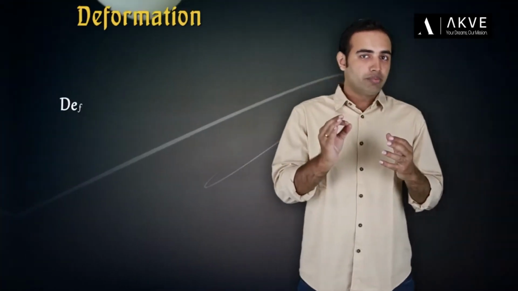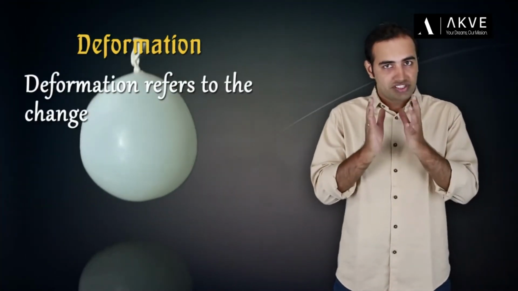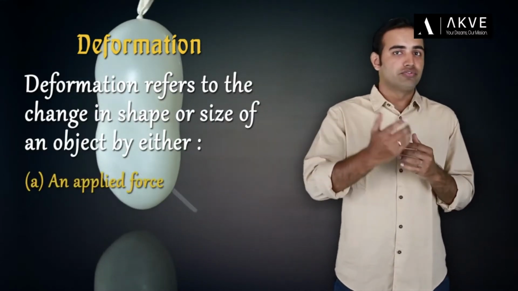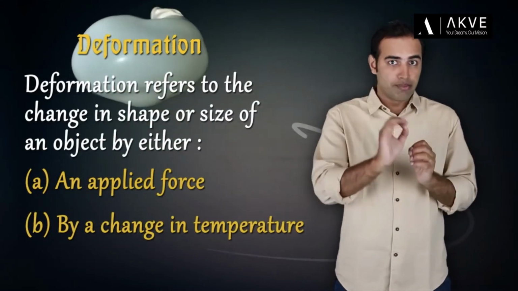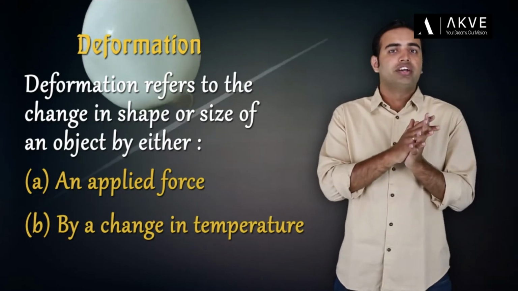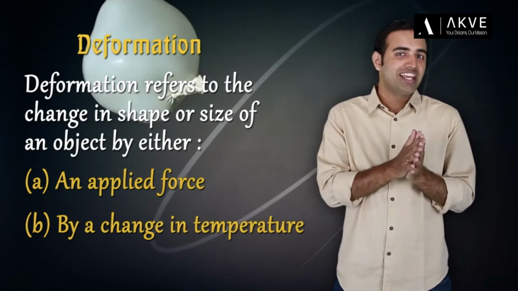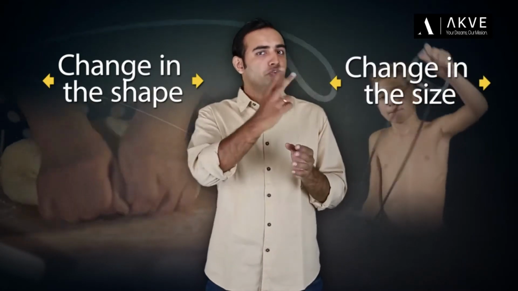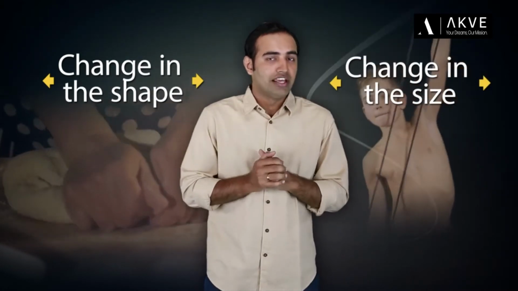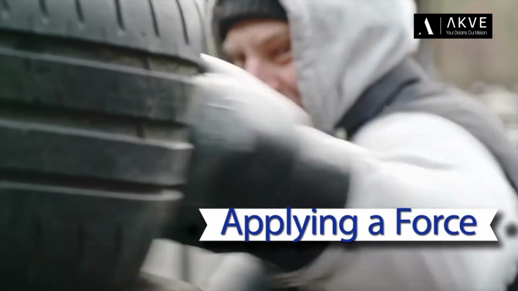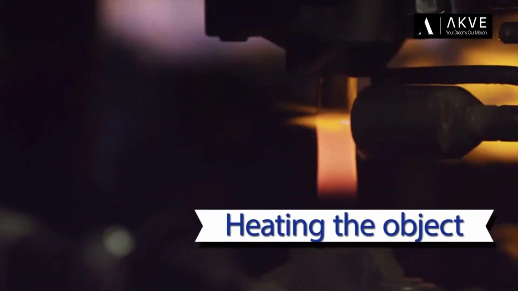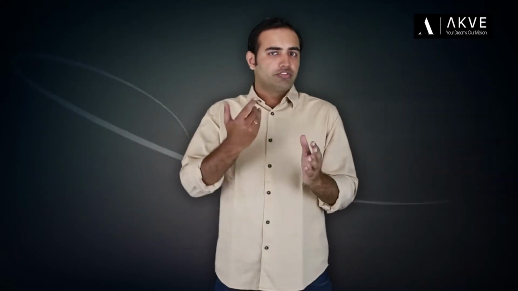The term deformation in physics refers to the change in shape or size of an object by either an applied force or by a change in temperature. So in simple words, when you deform an object, you change either its shape or its size or both. And the two ways of causing this deformation is either by applying a force or by heating the object. So I hope the definition of deformation and what causes it are clear to you.